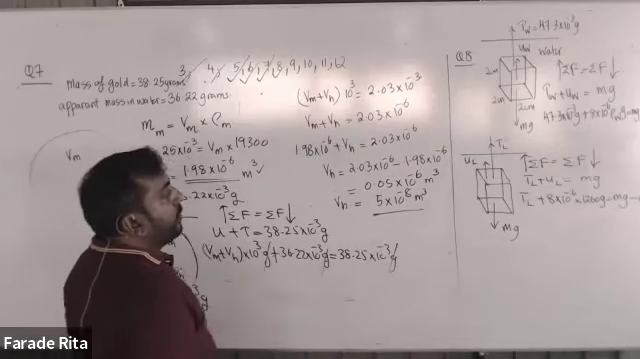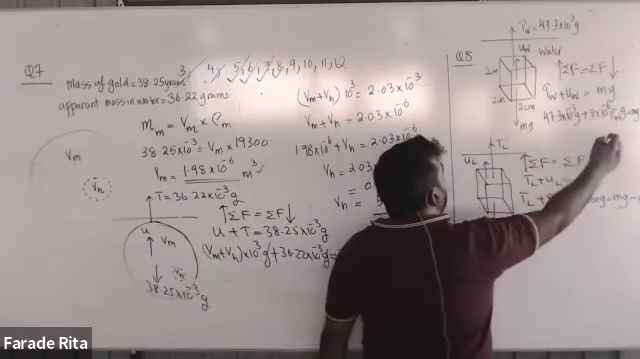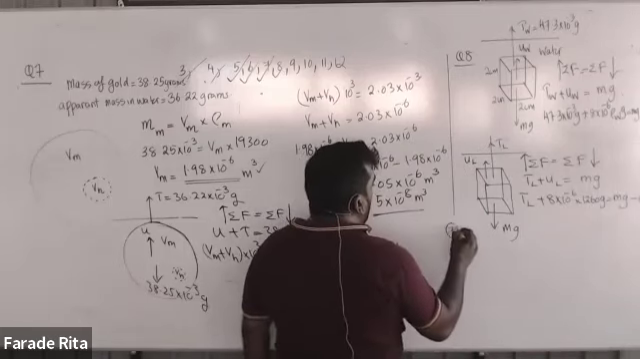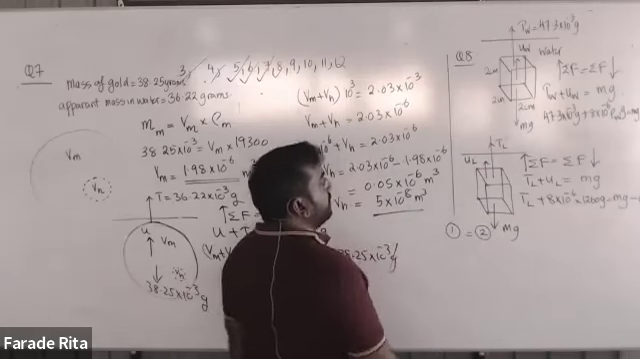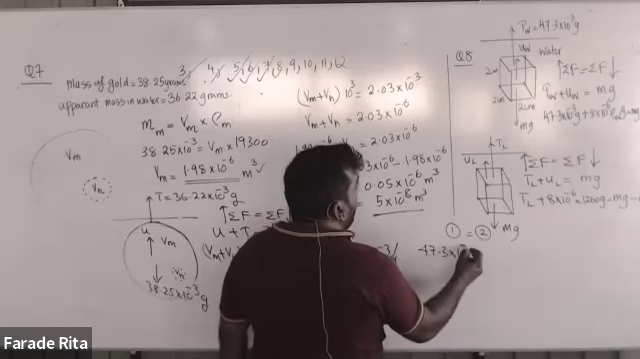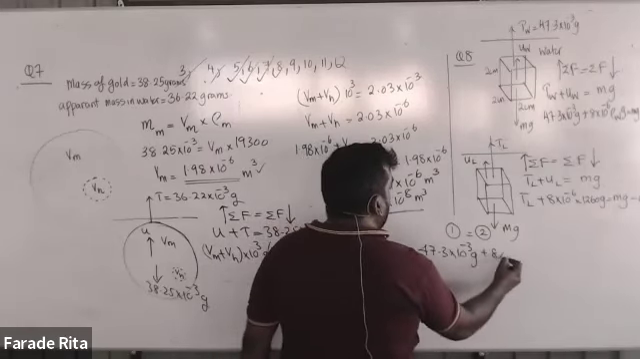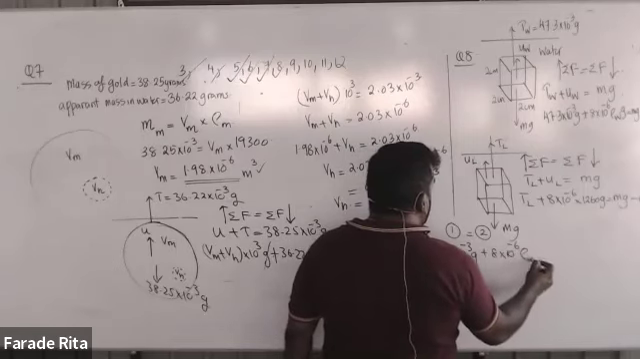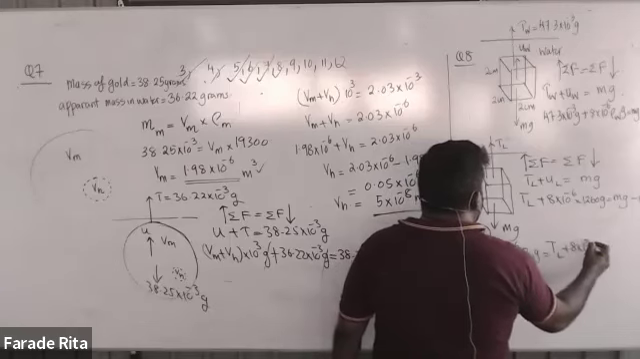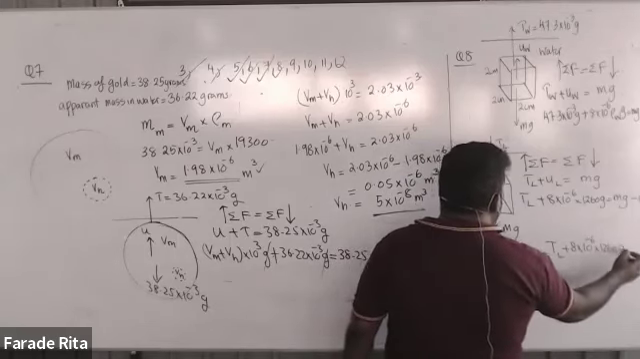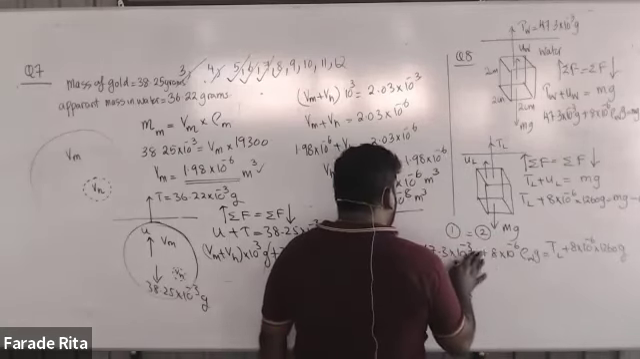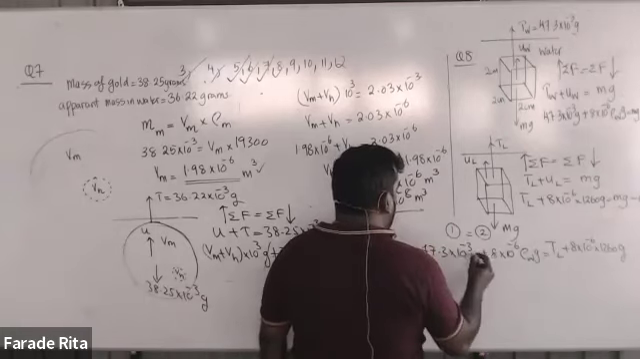What can you say about equation 1 and 2? Both are equal to the weight. If both are equal to the weight, you can say equation 1 equals equation 2. So 47.3 times 10 to the power minus 3 g, plus 8 times 10 to the power minus 6 times rho water times g, equals T_L plus 8 times 10 to the power minus 6 times 1260 g. Don't keep the g value without cutting it.